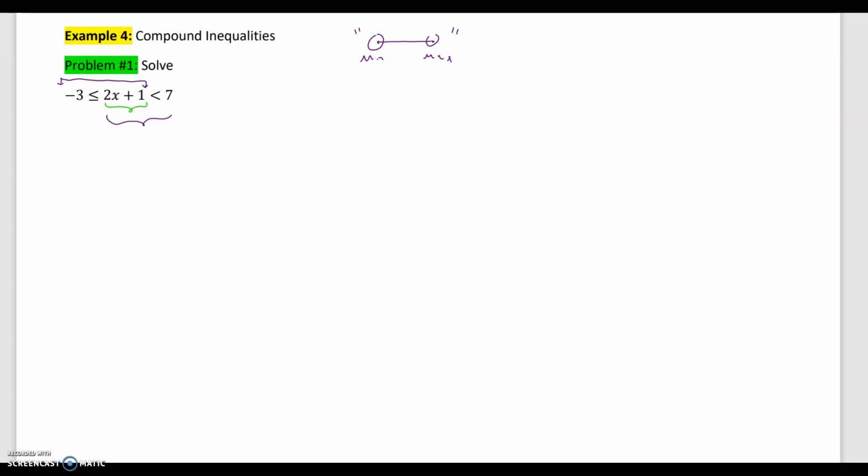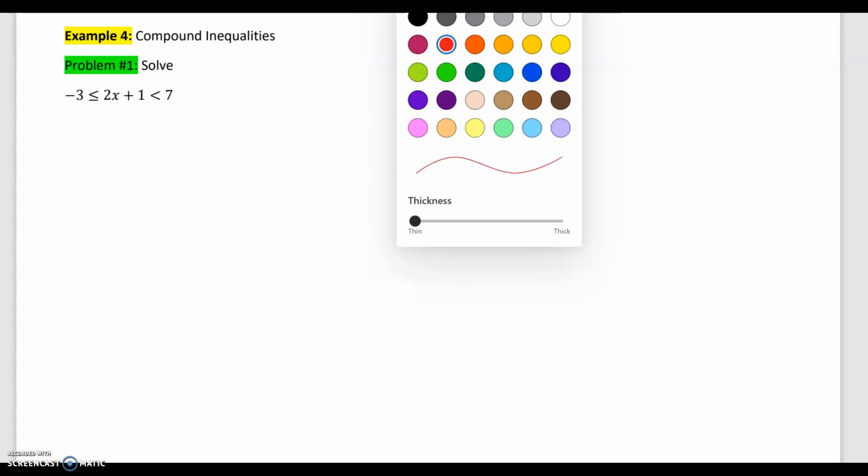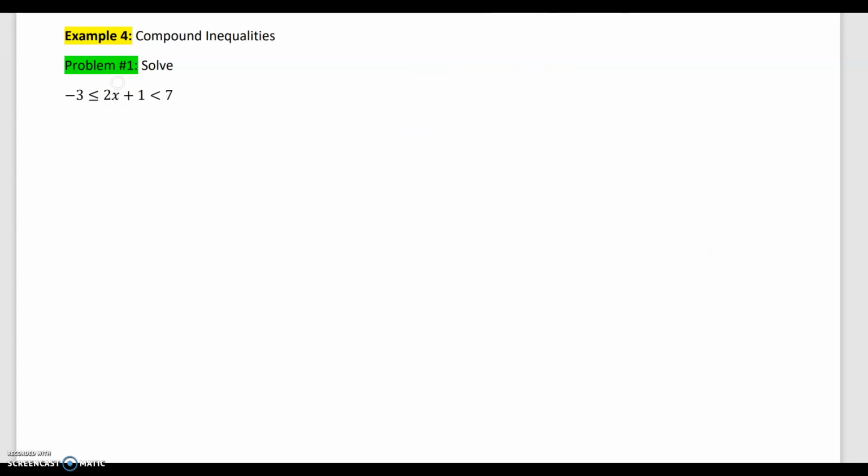Now, let me erase all of this, and the process of solving this is not as complicated as what we've done before. So the basic idea here is the following. We're going to be doing operations to isolate the variable in the middle, but whatever we do to the middle, you also have to do it to the edges.